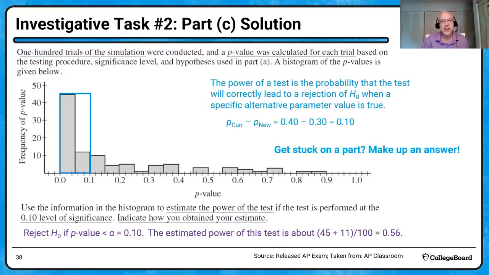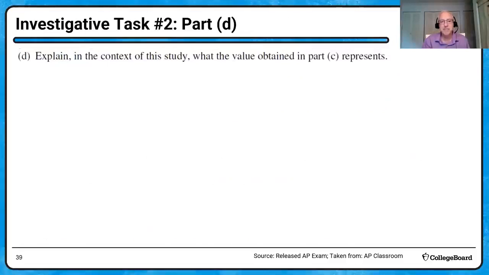Now, that strategy I mentioned earlier, maybe this part just throws you. You've never seen anything quite like it, and you can't come up with an answer that you're very confident about. Put down some answer that's relatively sensible, like between 0 and 1 for the power of a test, or if you list it as a percentage, between 0 and 100%. And then you can use that answer as we go on to Part D.